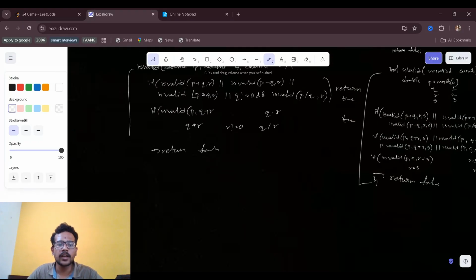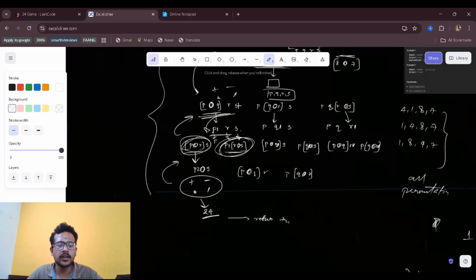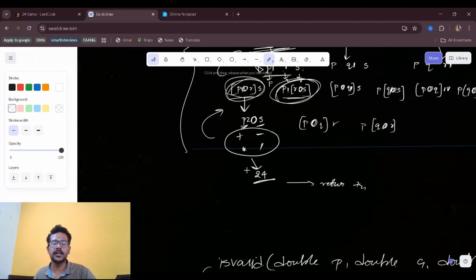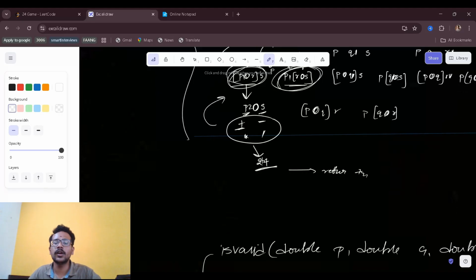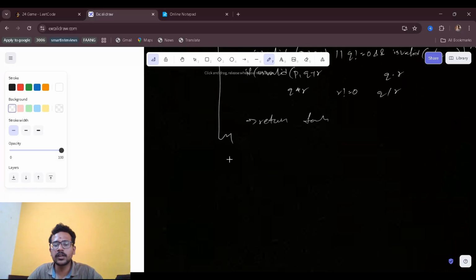Now I got the operations from this, right? So I got P and S, only two elements. I need to write the third isValid function. For that, I will place plus, minus, multiplication and division operations. So if there I got true, then I will return true. That's how the recursion works here. In isValid, I have only two elements, double p comma double q, right?